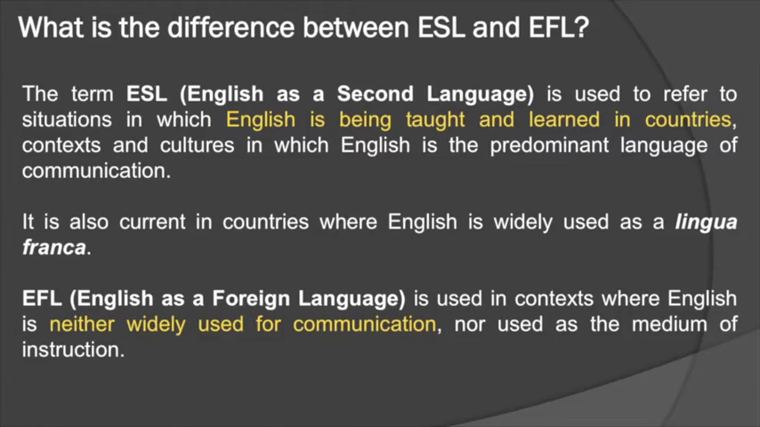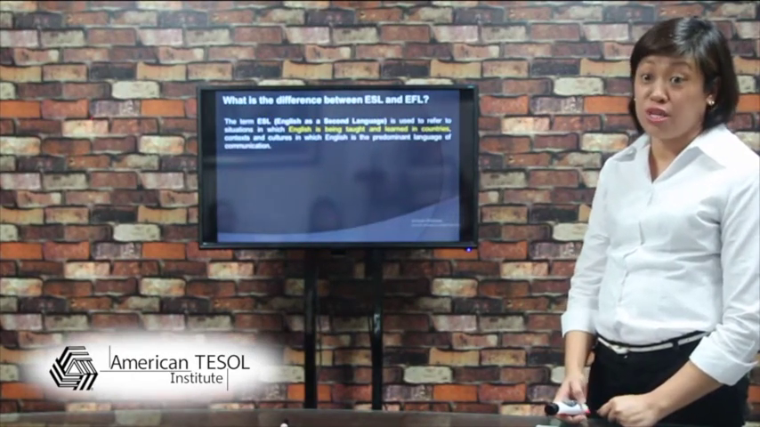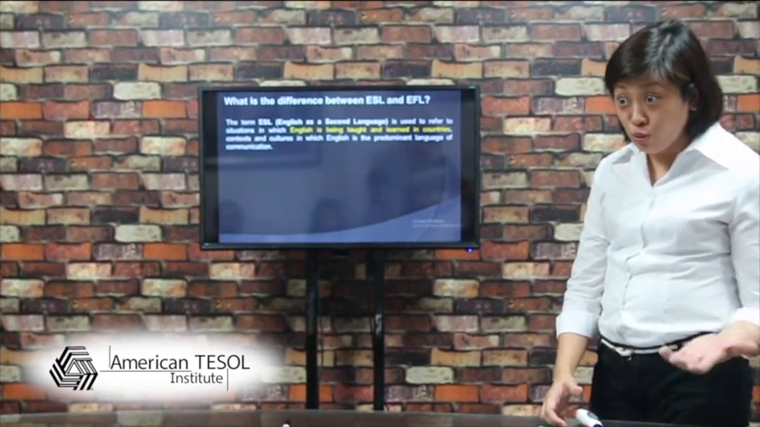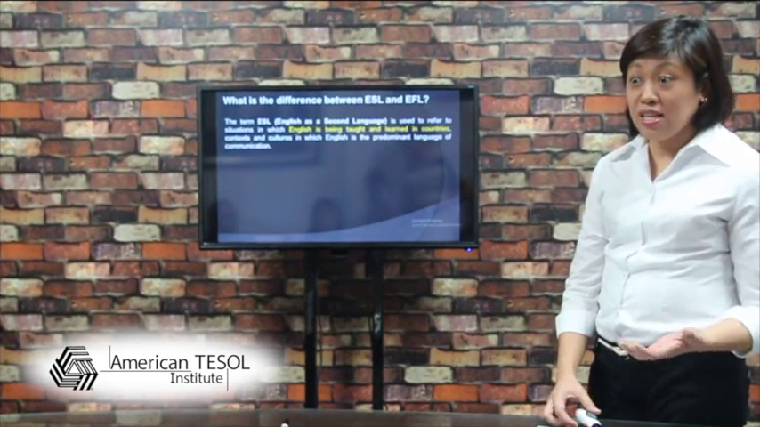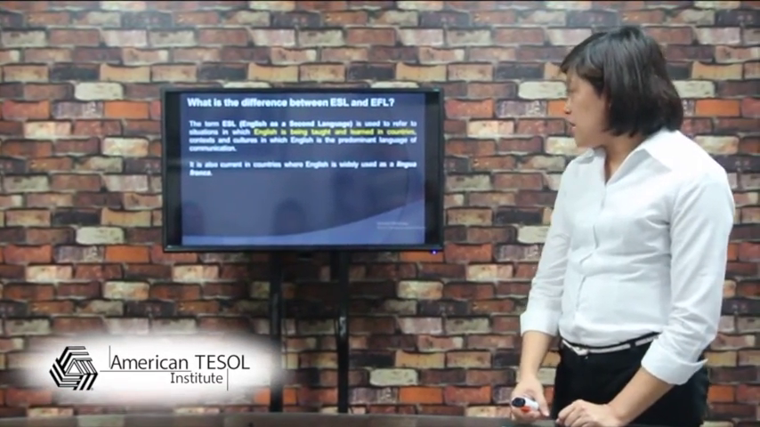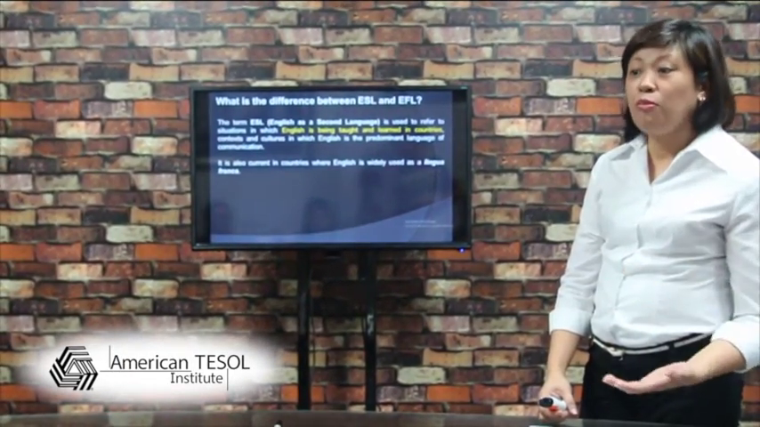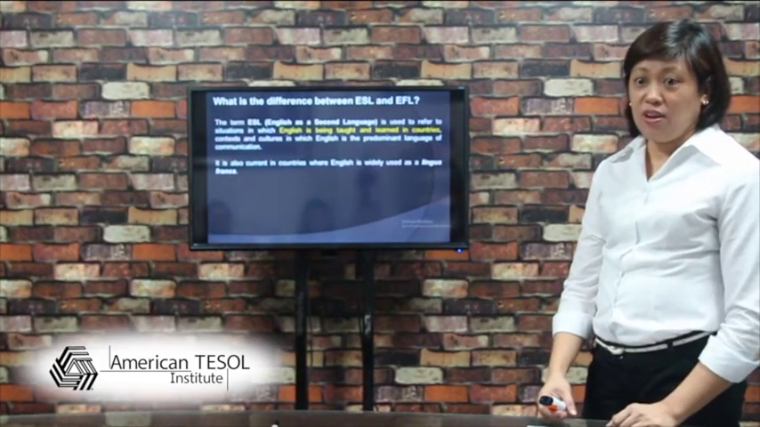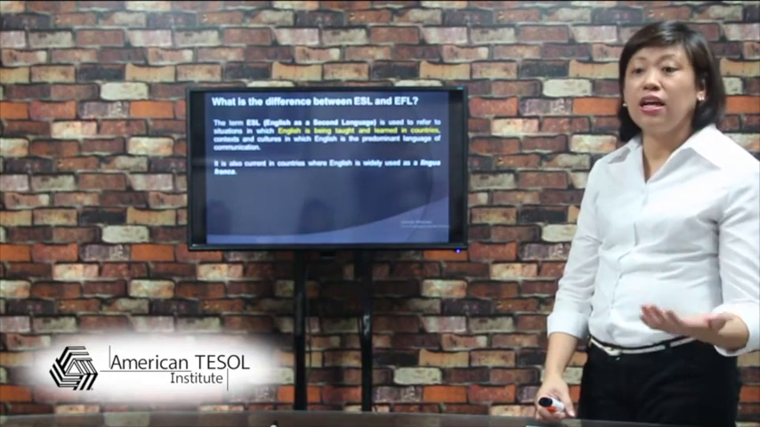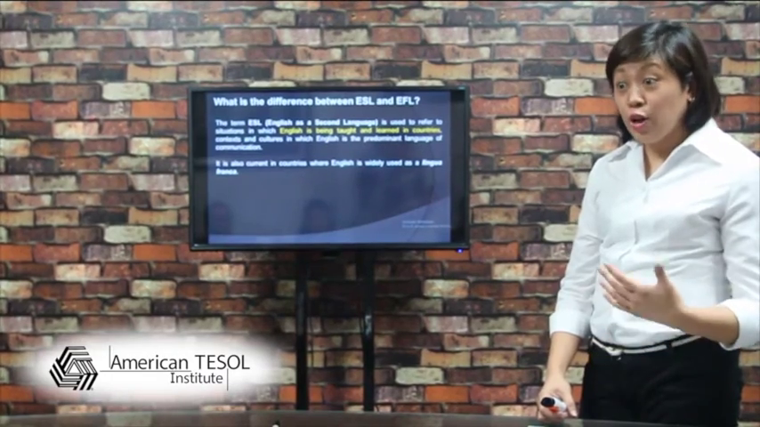So when you say ESL, it is used to refer to situations in which English is being taught and learned in countries, contexts, and cultures in which English is the predominant language of communication. So if English is used as a medium of instruction in schools and in the workplace, then that country is an ESL country. It is also current in countries where English is widely used as a lingua franca, just like Hong Kong, Singapore, Philippines, and India. Okay? So, for example, in countries like Australia, Canada, New Zealand, UK, and USA, immigrants there learning English is under ESL.